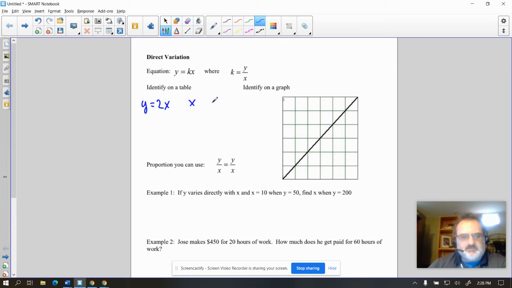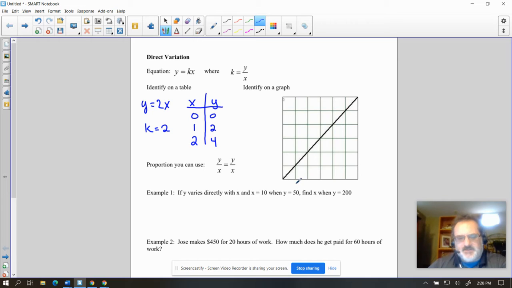Let's make a table. If I let x be 0, 2 times 0 is 0, so y is 0. If I let x equal 1, y is 2. If I let x equal 2, y is 4. So you can plug these different values of x in and get these values of y. Now, you can see this 2, we're going to say that k is 2 in our equation.